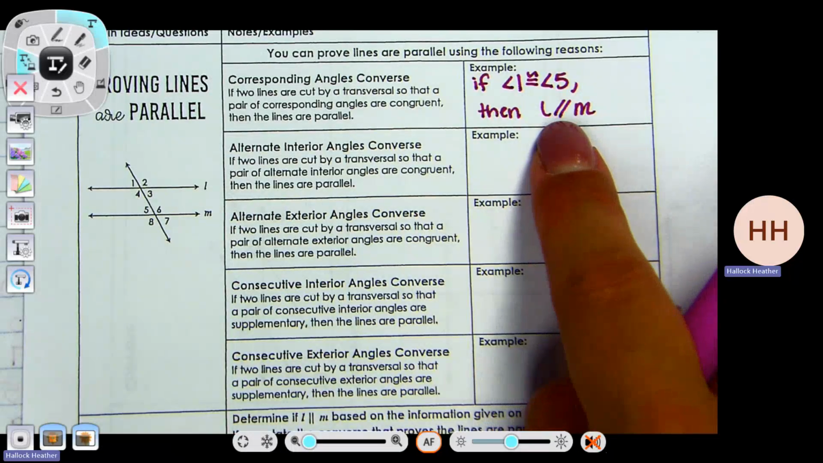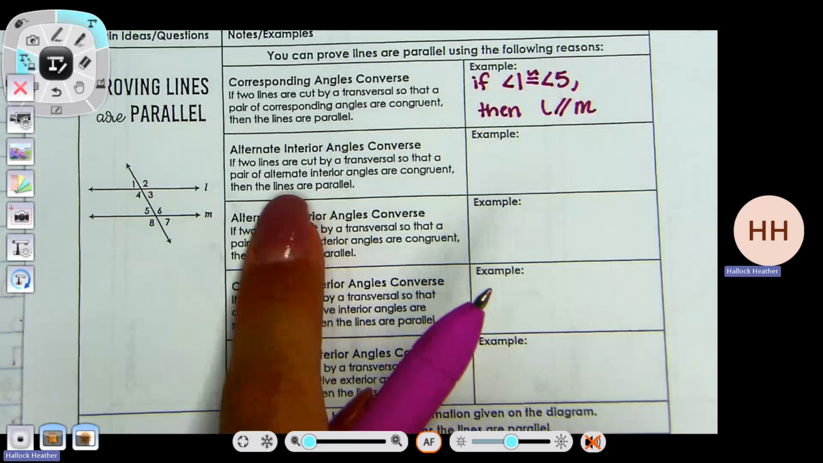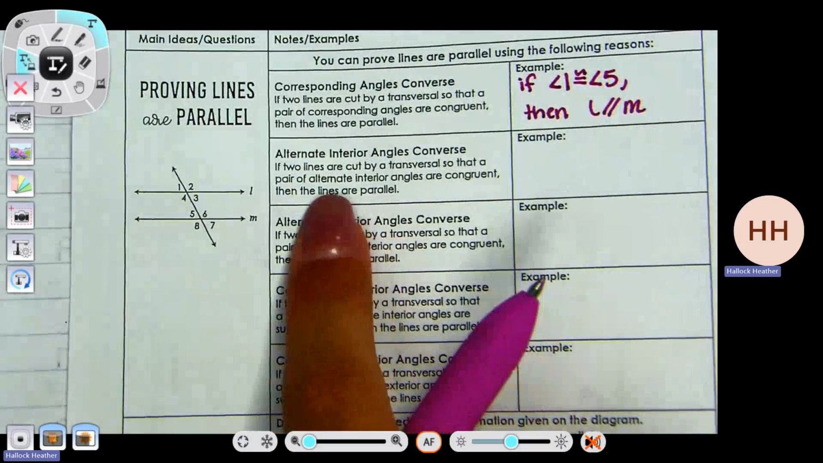Because we hate words. No, I actually dislike word problems highly, but it is what it is. Tis is life. Okay.